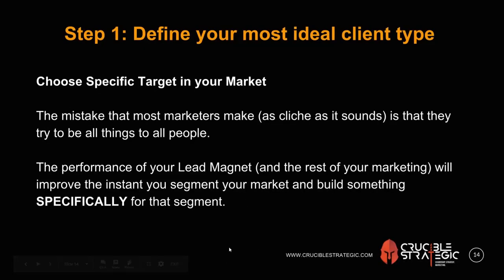All right, so step 1, you need to choose a specific target in your market, okay? The mistake that most marketers make, and as cliche as this sounds, is that they try to be all things to all people. The performance of your lead magnet and the rest of your marketing will improve the instant that you segment your market and build something specifically for that segment, okay? I cannot stress that enough. The more specific you are on who you're targeting, the more targeted that marketing is going to be, and the higher your conversion rate is going to be, okay?